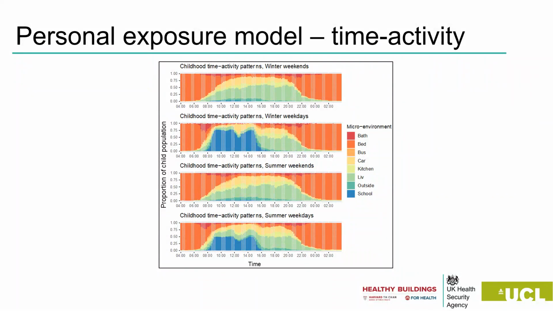These values were used to weight. So you would match up each microenvironment at the equivalent timestamp and then weight the indoor concentrations by the proportion of the population that reported they were in that microenvironment at that same time.